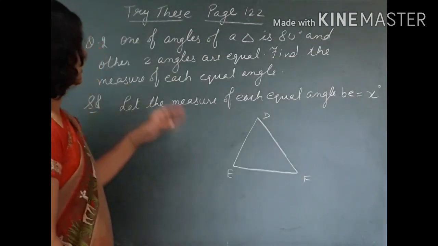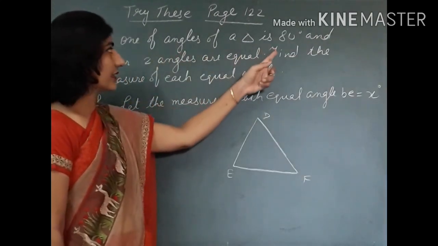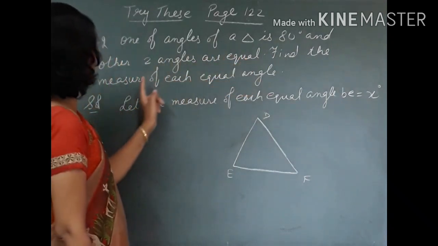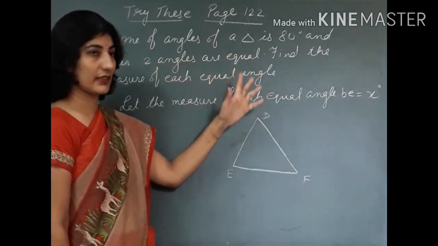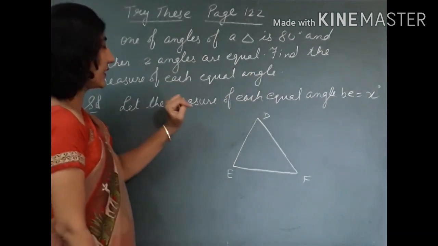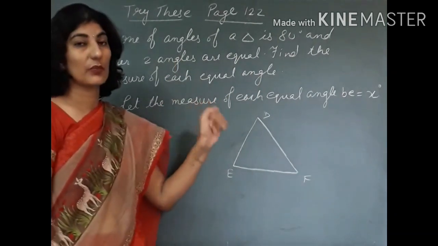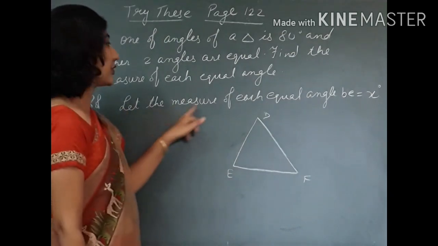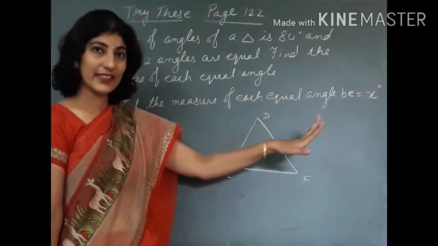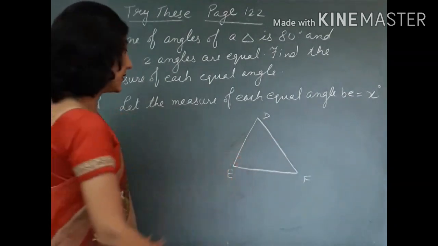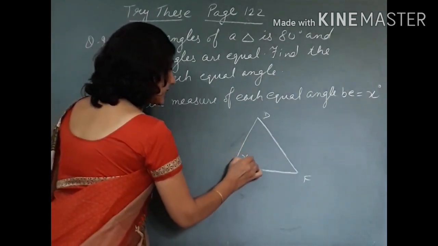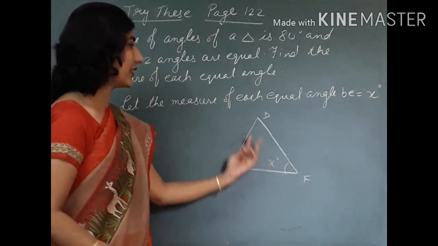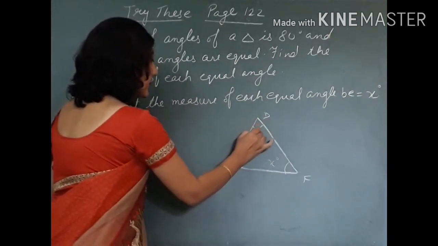Question number 2 is, one of the angles of a triangle is 80 degree and other two angles are equal. Find the measure of each equal angle. So here one of the angles is given 80 degree and other two are equal. But what are the equal angles? So let us assume them as x. Let the measure of each equal angle be x degree. Then draw a triangle. See here, you can take this as x degree. Any two you can take as same. They have said they are equal. I have taken these two as x and the third is 80 degree.